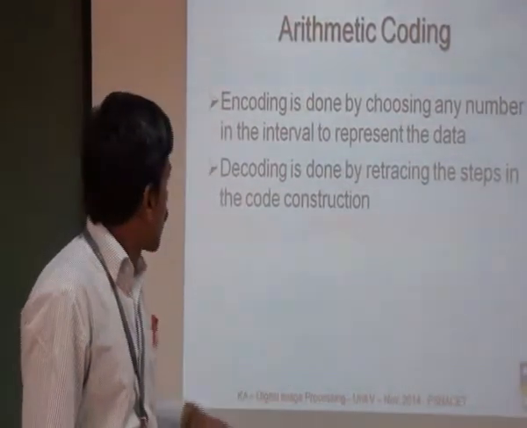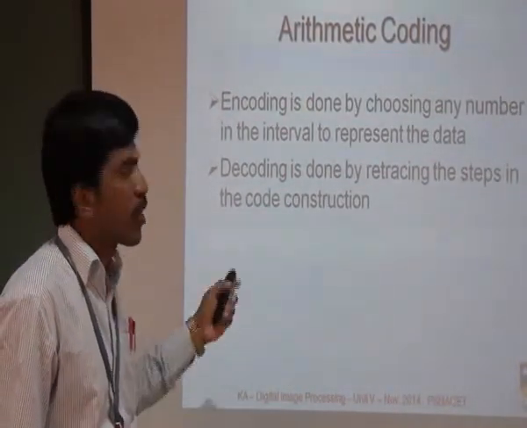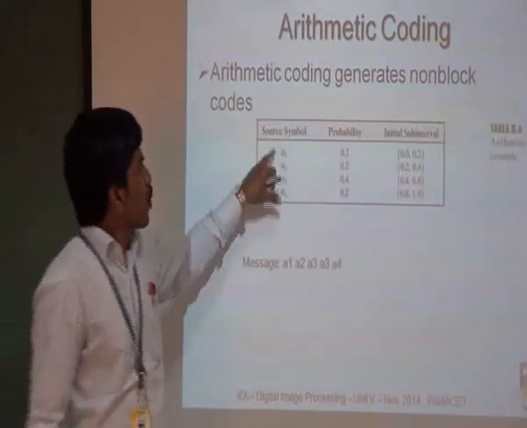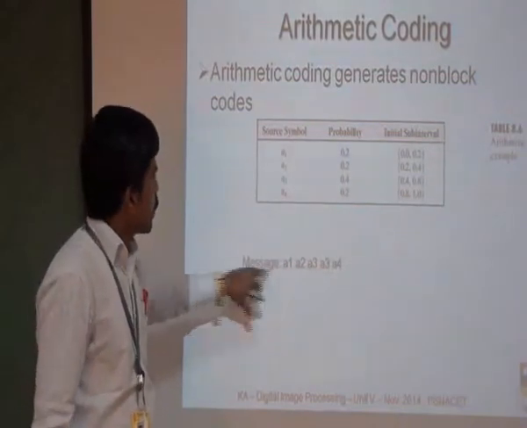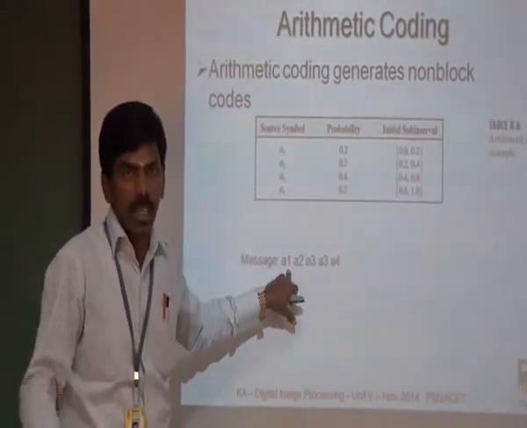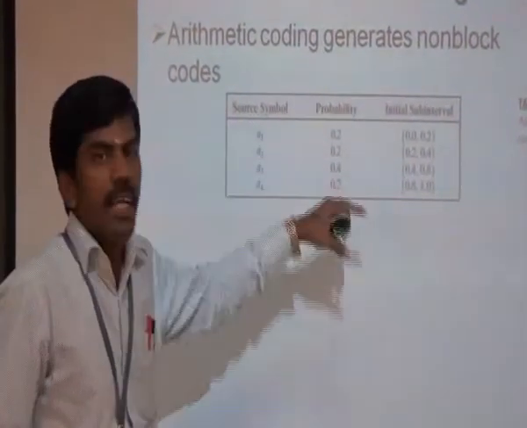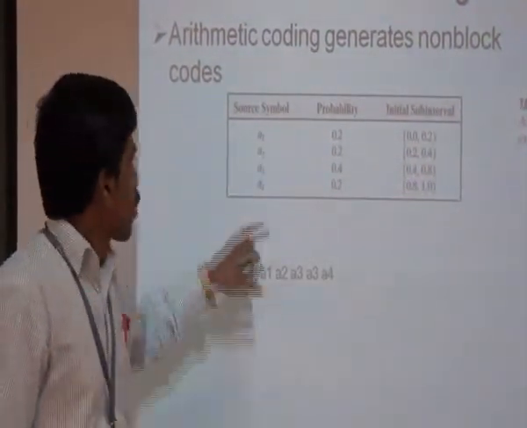That is the encoding side. Decoding is done by retracing the steps in the encoding to reconstruct the message. This is the arithmetic coding formula. Here is a simple example. I want to transmit this message using arithmetic coding. Here I don't arrange the symbols in ascending or descending order, anything is fine.